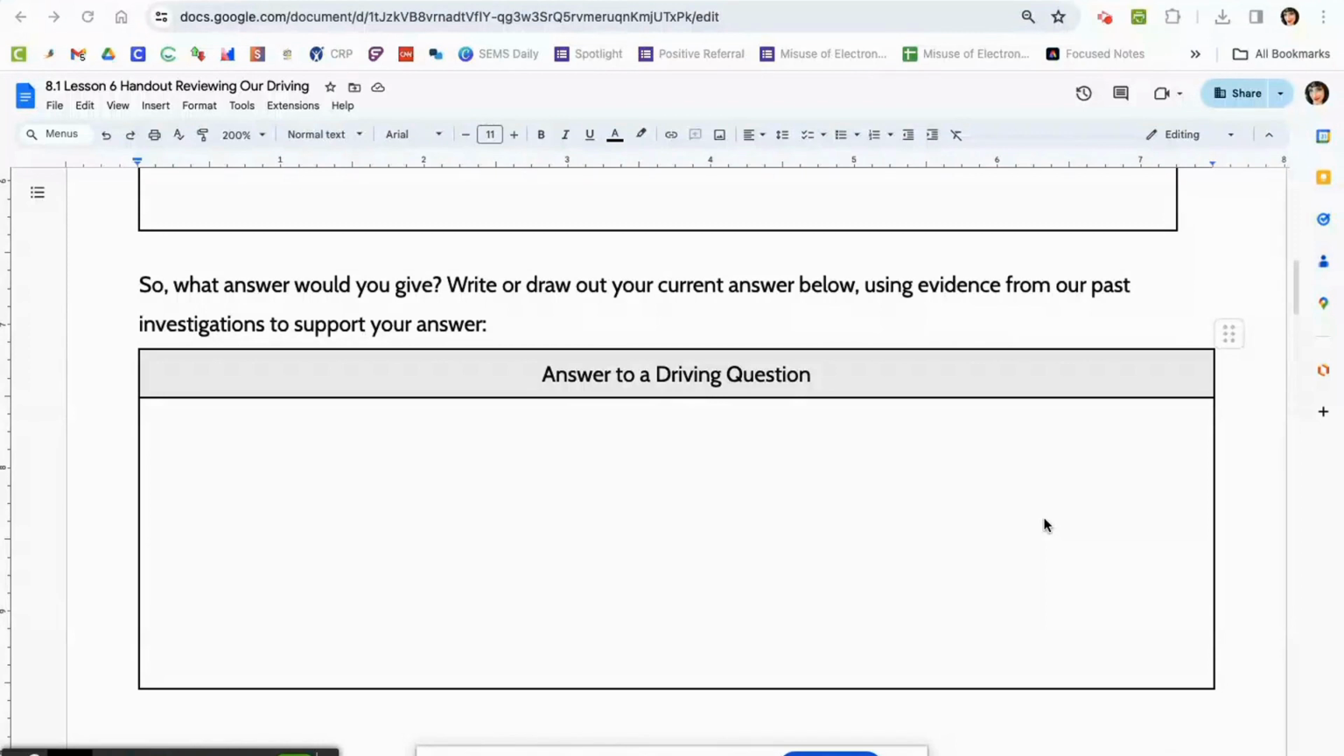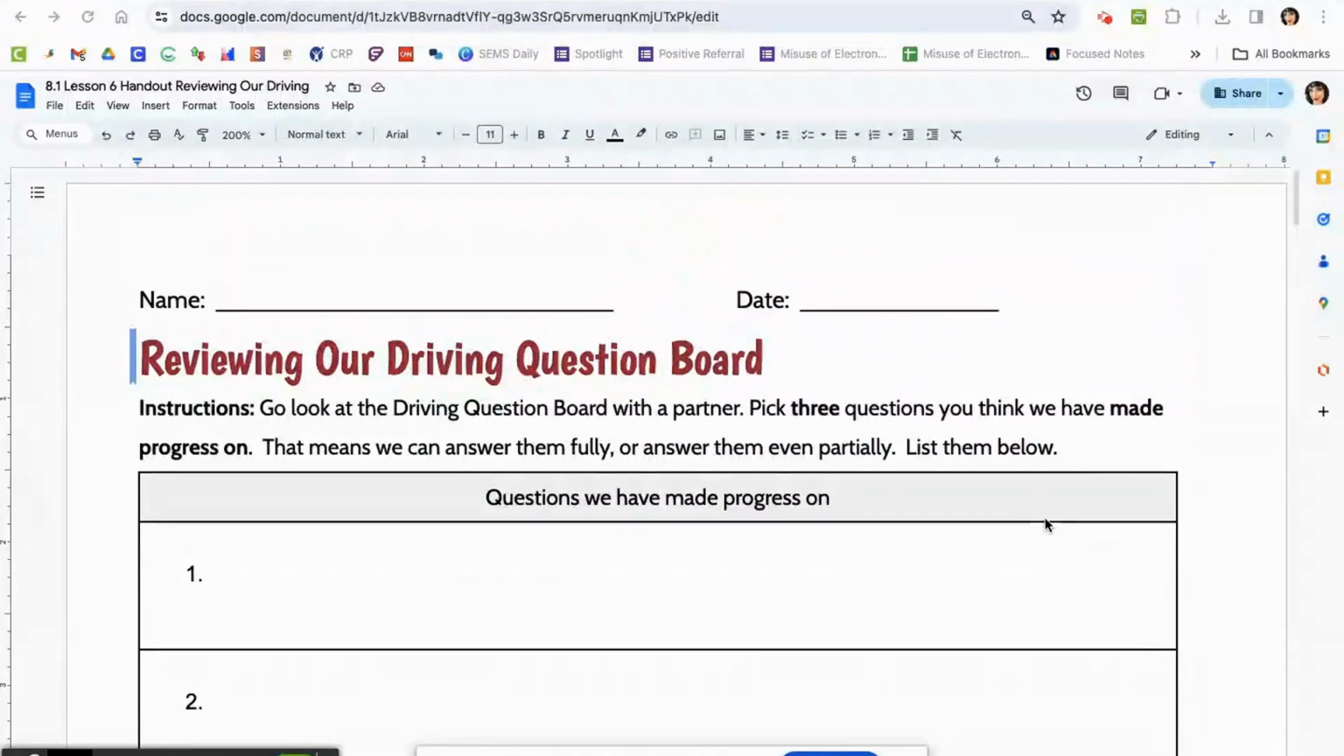This is also great because it can bring back up related phenomenon and how much we can actually explain about related phenomenon now. Just another chance to show how much we're actually figuring out. So if you need a quick sub assignment that's great for kids and good for you as the teacher, I'd suggest try reviewing your driving question board.